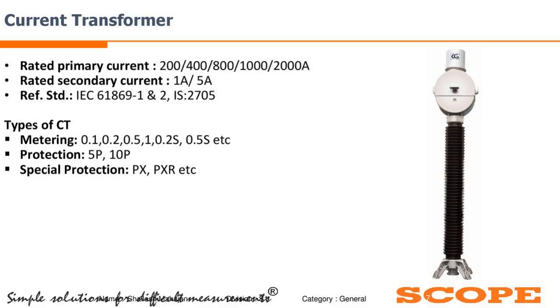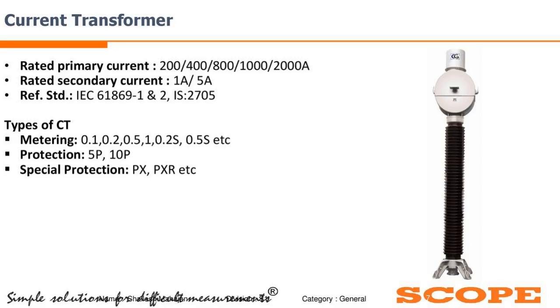The reference IEC for current transformer design and testing is IEC 61869-1 and 2. IEC 61869-1 and 2 is for current transformers, and IEC 61869-1 and 3 is for voltage transformers. IS 2705 is the Indian standard for current transformers. After that, current transformers have various types, that is metering.